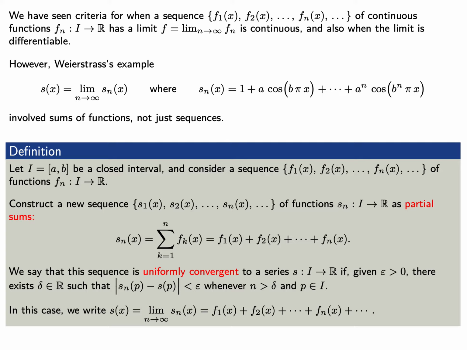We'll say that this sequence of s sub n's is a uniformly convergent sequence to a series S if, given a positive epsilon, there exists a delta such that in absolute value s sub n of p minus s of p is less than epsilon whenever both n is greater than delta and p is in our closed interval I. In this case, we will write s of x as the infinite sum, or if you will, as the series, f1 of x plus f2 of x plus so on and so forth.